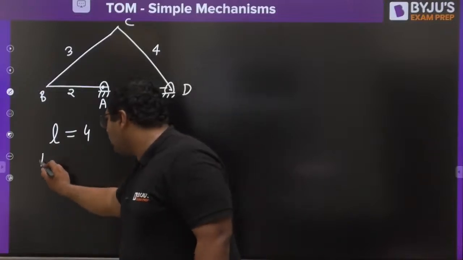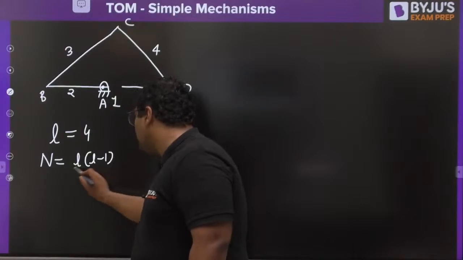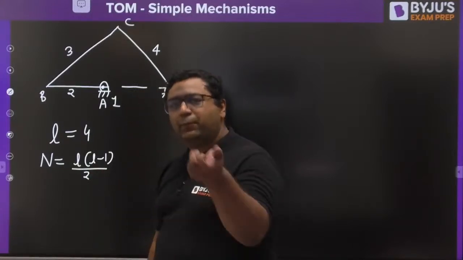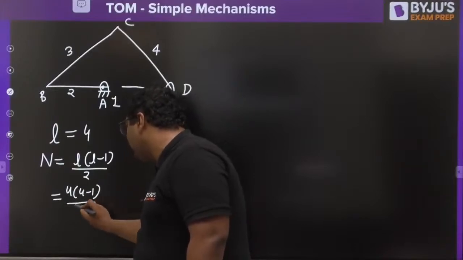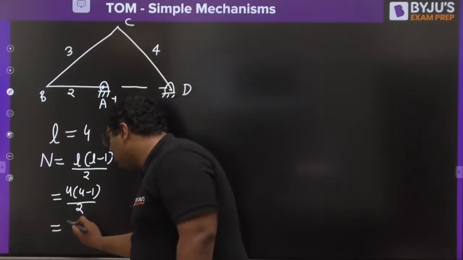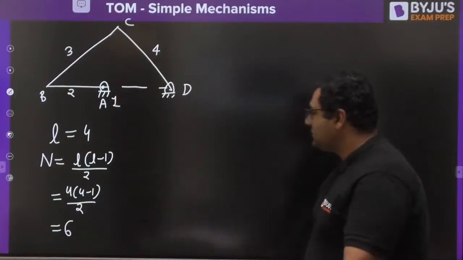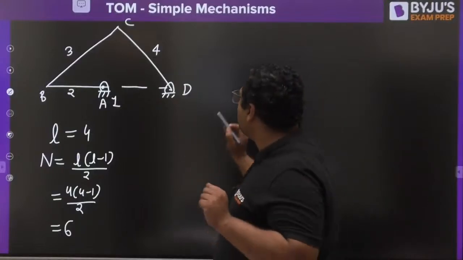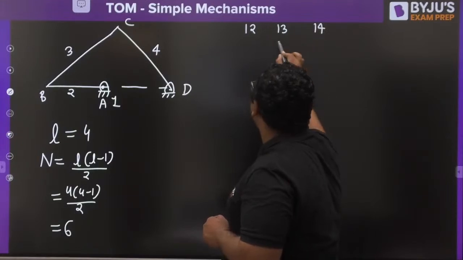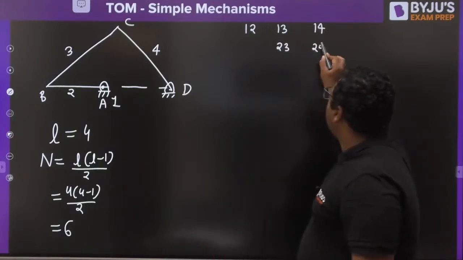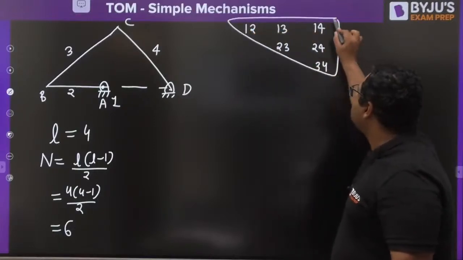You know the formula for the number of I-centers: L into (L minus 1) by 2. We put the number of links as 4 into (4 minus 1) divided by 2. This comes out to be 6. 4 links, 6 I-centers. We will make all the I-centers. You know, I-centers are denoted as 1 2, 1 3, 1 4, 2 3, 2 4 and 3 4. So these are the 6 I-centers, guys.